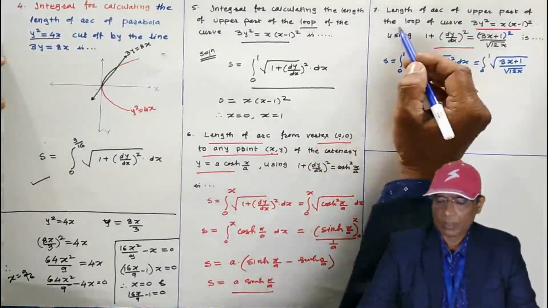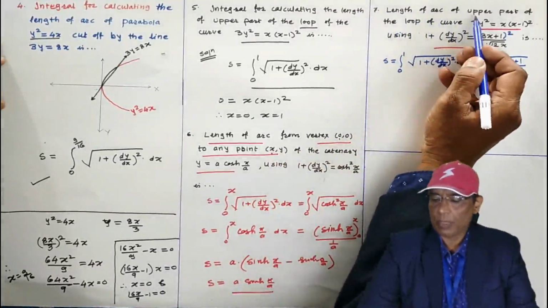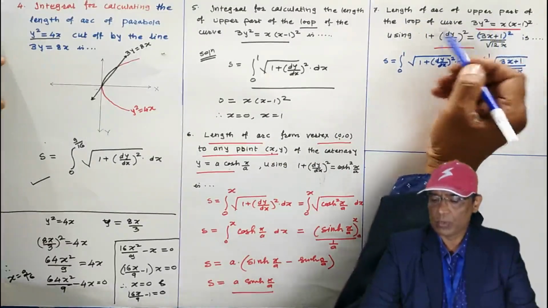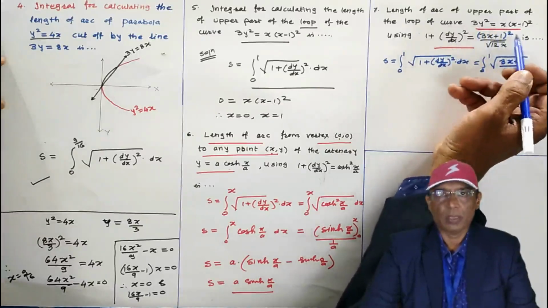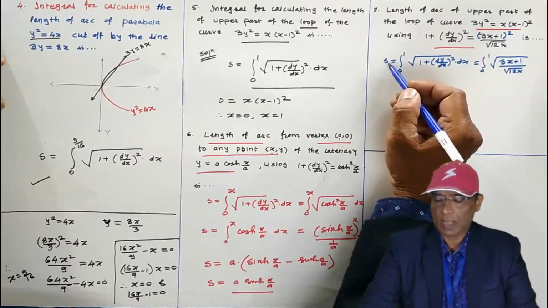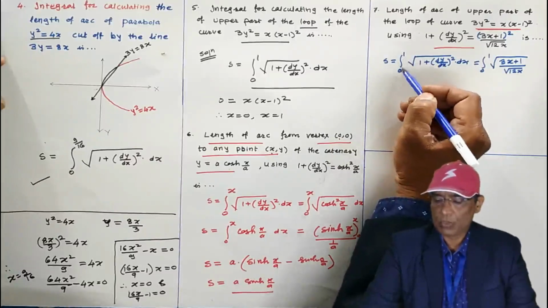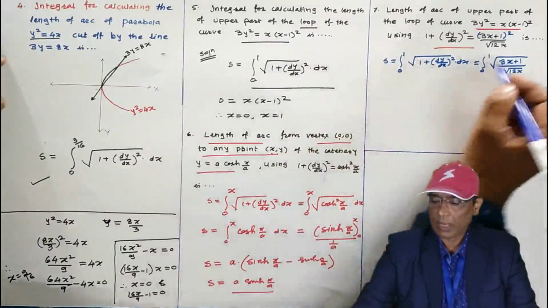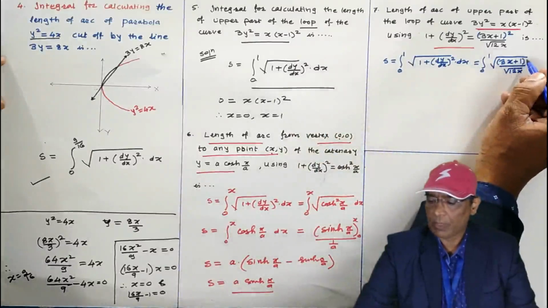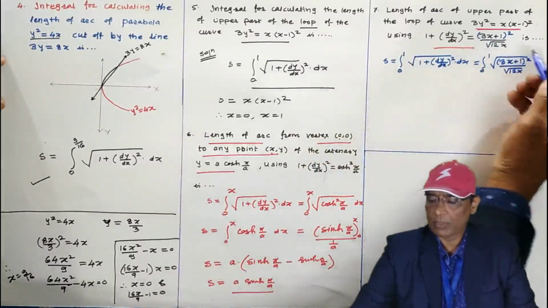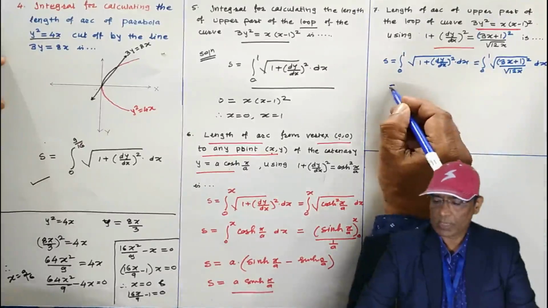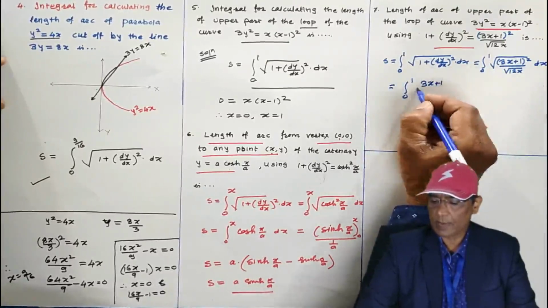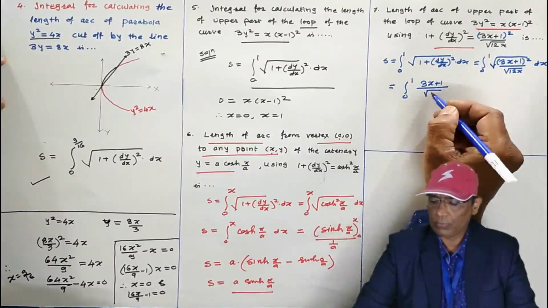Again, the same problem. Now, the seventh one: length of arc of the upper part of the loop 3y squared equals x(x minus 1) squared. I want the length of the arc, so I am writing the formula. The lower limit is 0 and the upper limit is 1, for the same curve we have done here, and the value of 1 plus (dy/dx) squared is already given to you. That must be integrated with respect to x from 0 to 1. The square and root will disappear, leaving 3x plus 1 under root of 12x.